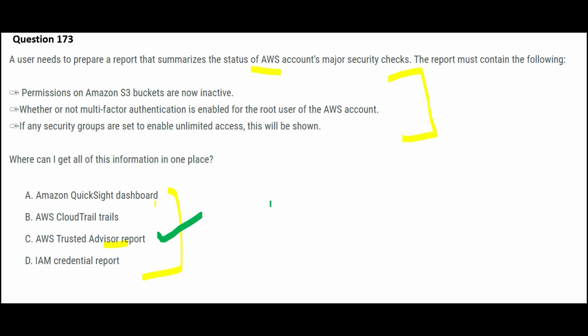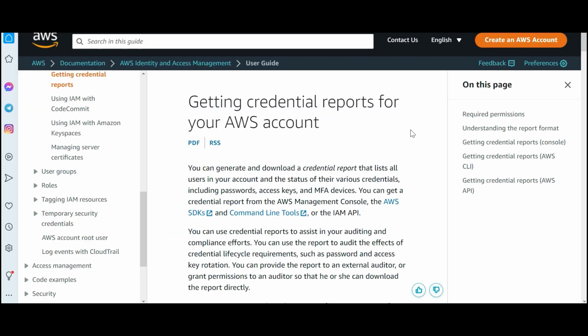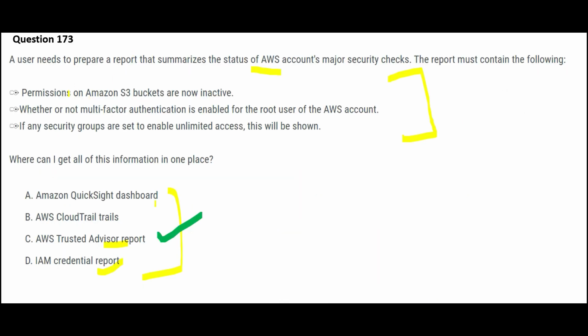So option C is my answer, but you might ask, why not option D, IAM credential report? The IAM credential report gives you all the users and the status of their credentials like passwords, access keys, and MFA devices. It will not tell you if permissions on S3 buckets are inactive or not. It will not tell you if any security groups are set to unlimited access. So this will not work for us. Hence, I'm marking D as wrong.